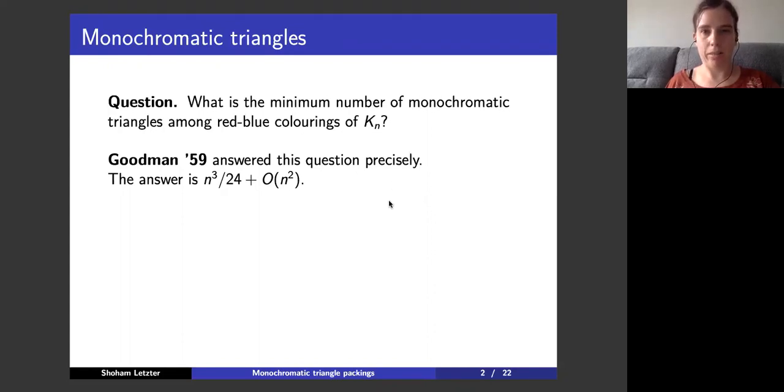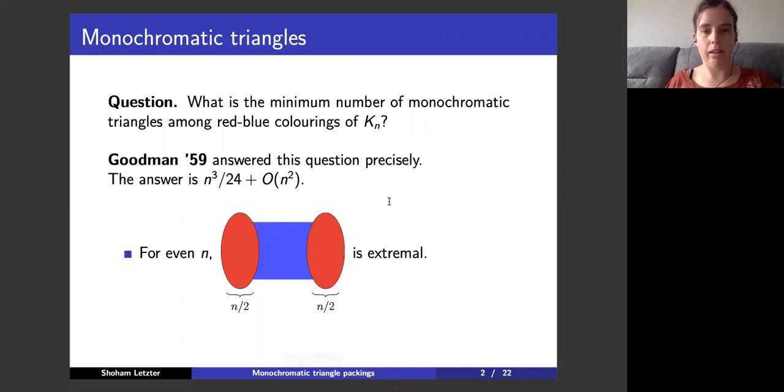For example, when n is even, this is an extremal example. You partition your vertices into two sets of equal size. Between them, you put blue edges, inside you put red edges, and so you can see the blue edges don't contribute anything, and the red edges contribute roughly n cubed over 24 triangles.